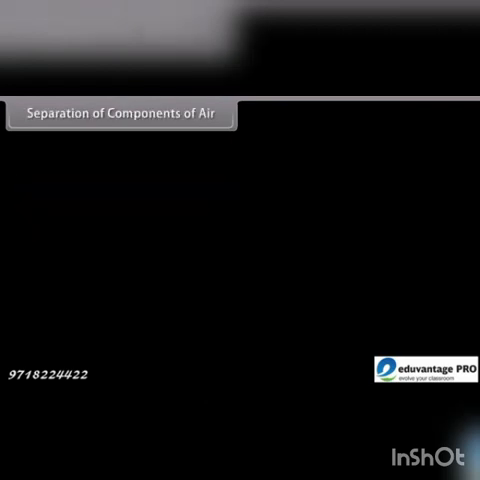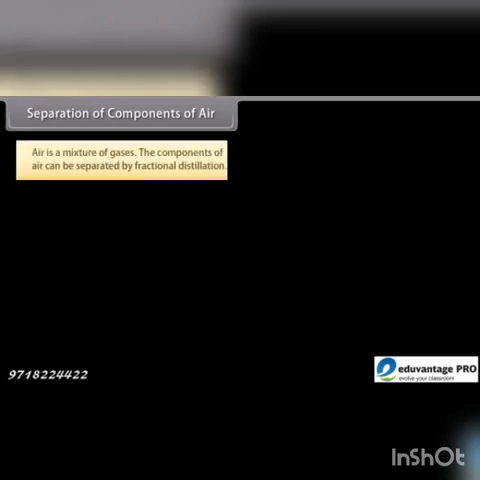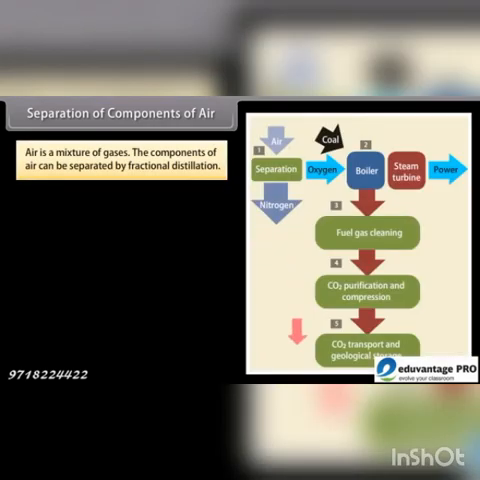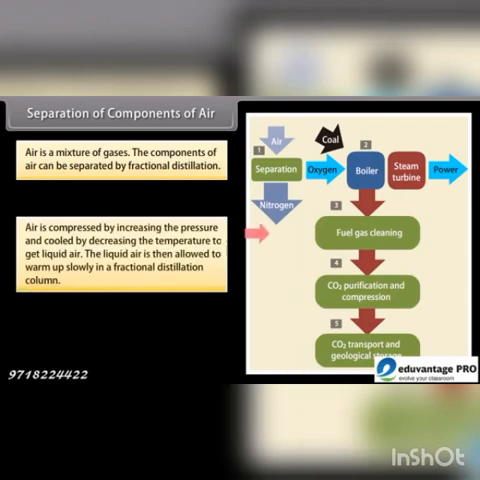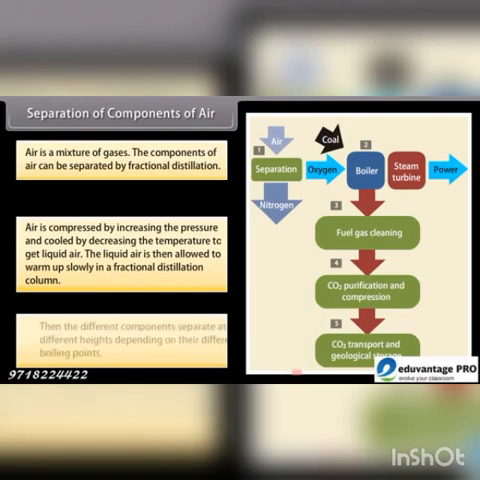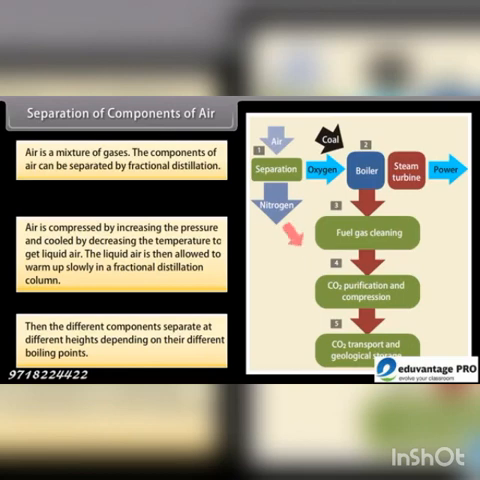Separation of components of air. Air is a mixture of gases. The components of air can be separated by fractional distillation. Air is compressed by increasing the pressure and cooled by decreasing the temperature to get liquid air. The liquid air is then allowed to warm up slowly in a fractional distillation column. Then the different components separate at different heights depending on their different boiling points.